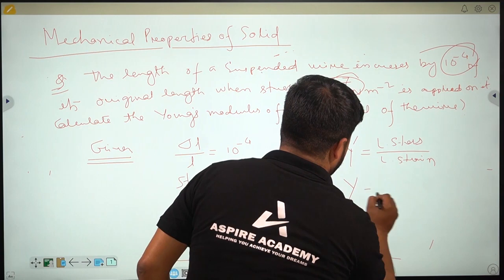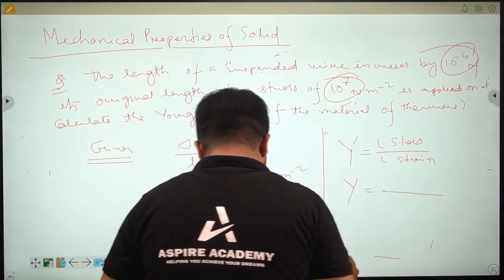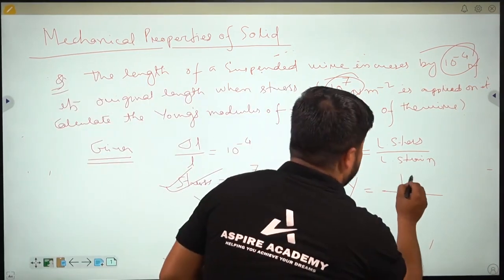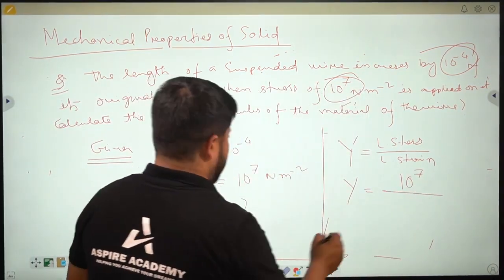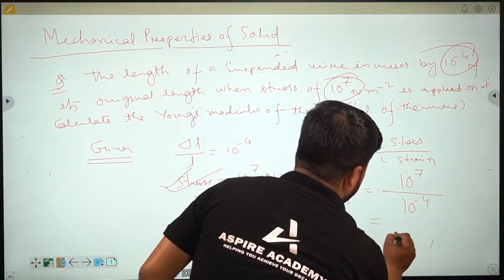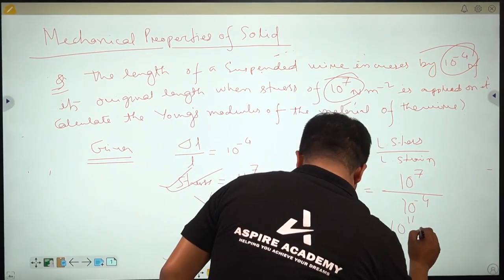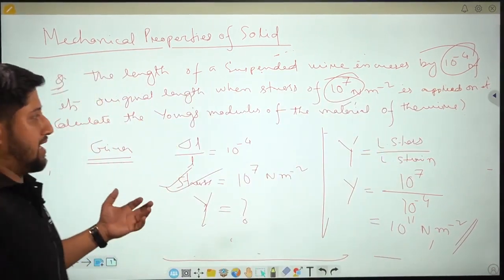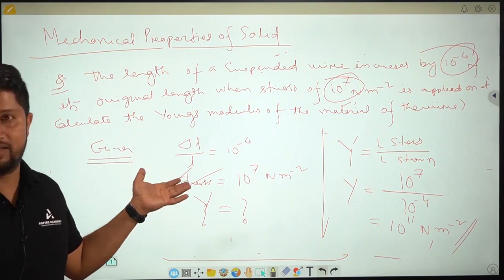So Y is equal to what? Longitudinal stress is 10 to the power 7, and strain is 10 to the power minus 4. After calculation, it is 10 to the power 11 Newton per meter square. This is one example regarding the Young's modulus of elasticity.